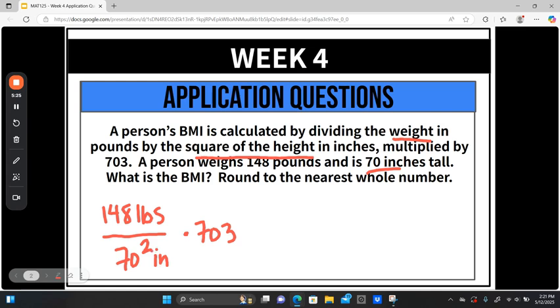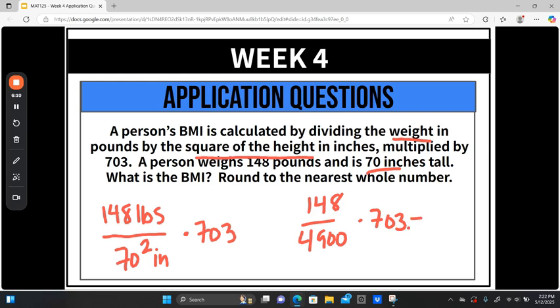All right. So order of operations says that we need to take care of the exponent first. So when we take 70 squared, this will become 148 over 4,900 times 703. Okay? Now we're going to divide 148 divided by 4,900, times 703.